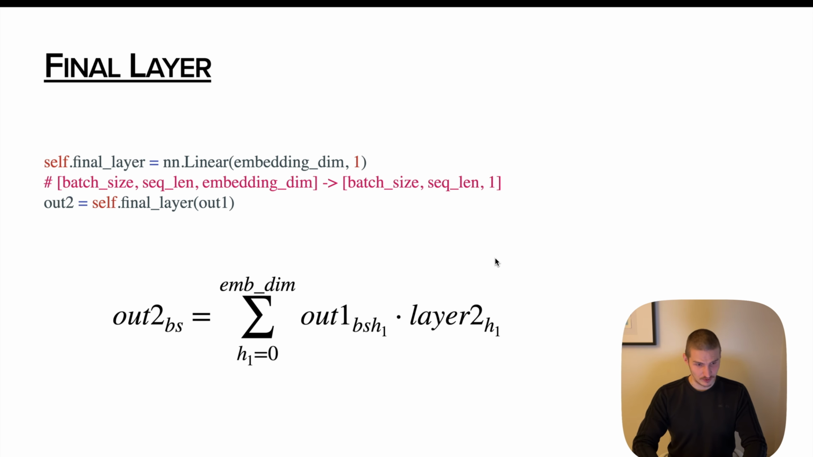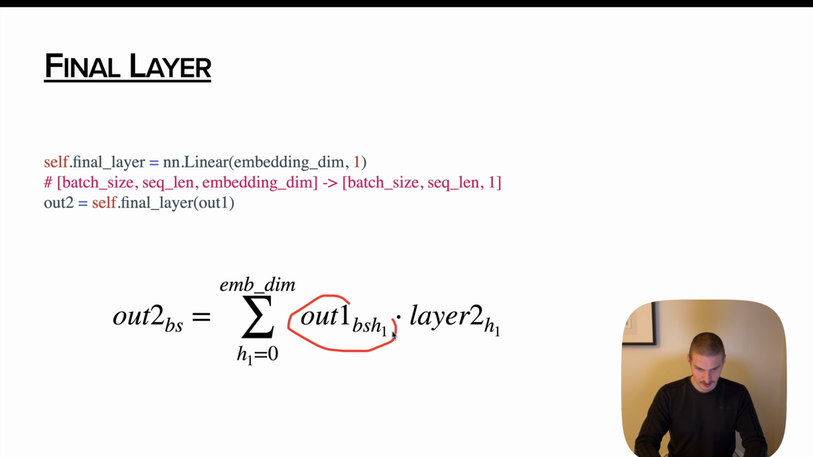Let's do the same for another layer. So the final layer is a bit simpler. It's not a square matrix, it's a matrix projecting the hidden dimension to 1. And so as an input, we again have this batch size times sequence length times embedding dimension. And as a result of this multiplication, we get this embedding dimension collapsed to 1. So this is how it looks as an equation.